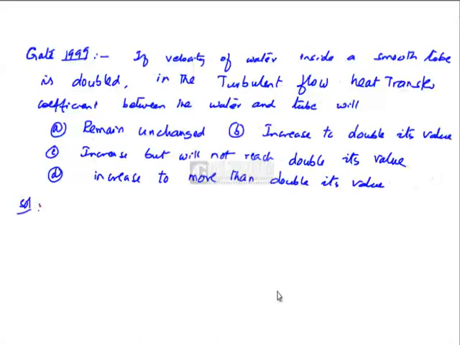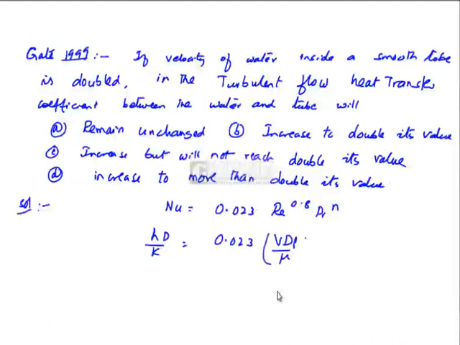The solution to this could be given as: for turbulent flow through pipes, Nusselt number is 0.023 into Re to the power of 0.8 into Pr to the power of n. So Nusselt number has the formula hd by k equals 0.023 into (Vd rho by mu) to the power of 0.8 into Pr to the power of n. Implies everything else being constant, h is directly proportional to V to the power of 0.8.